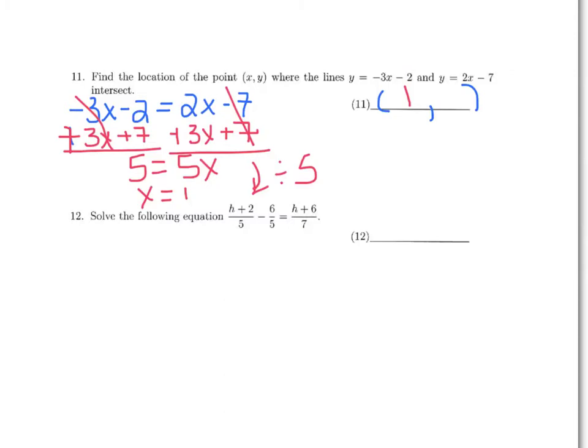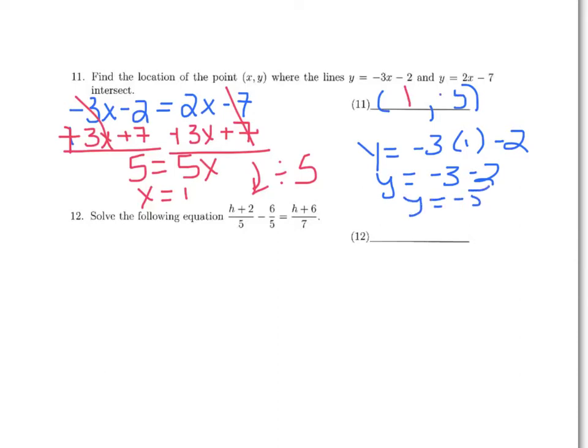But now we need to find the y value, and to do that we can substitute that 1 into either equation. I just chose the first one, and y equals negative 5. So here we have the point 1, negative 5.